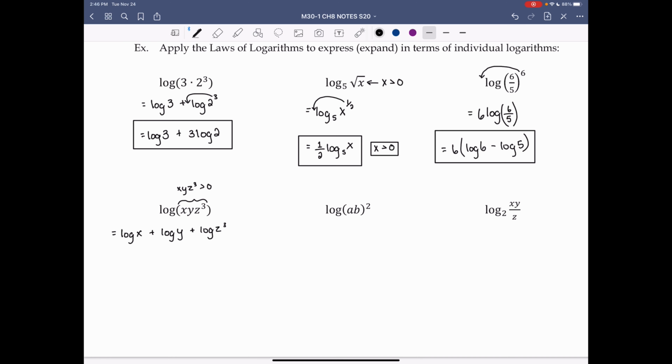Then we have the exponent law, so I can bring this 3 down in front of this log. Then we get log x plus log y plus 3 log z.